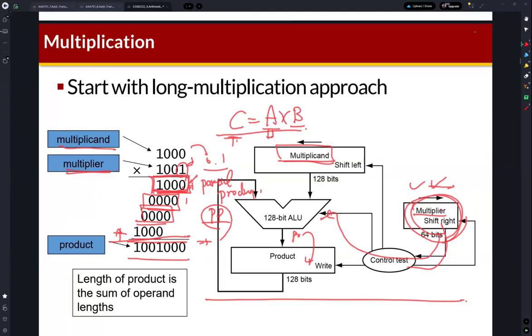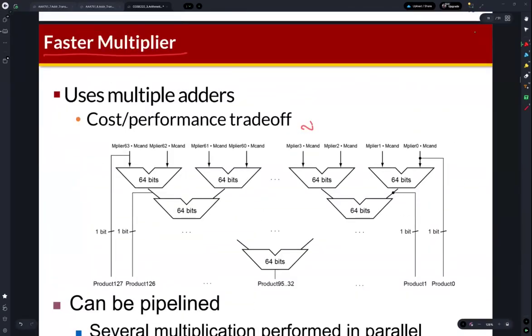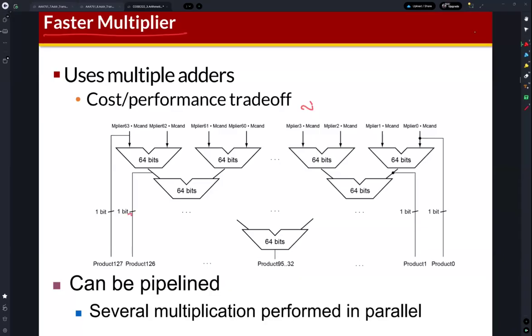For each digit, in the real world, we just generate every partial product, but these partial products can be generated in parallel, right? That's possible. So the multiplicand can be multiplied by many bits of the multiplier concurrently. And then these partial products are just accumulated using an adder tree. This is the example of a fast multiplier. By doing this, we can reduce the number of cycles for multiplication.